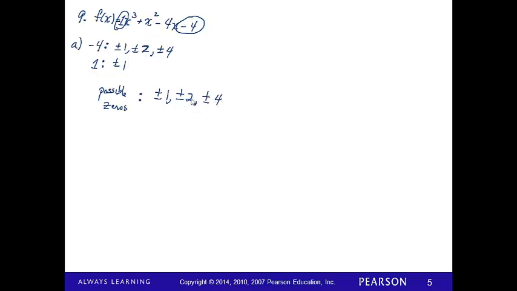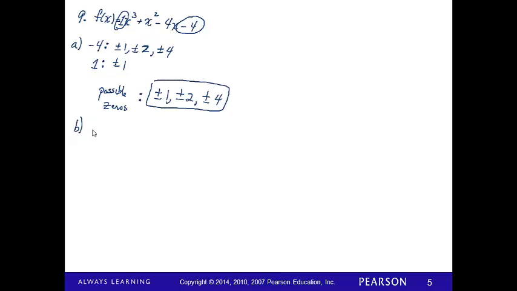Well, part A says list all possible rational zeros, so we need to list the factors of the constant term. So the factors of negative 4 will be plus or minus 1, plus or minus 2, and plus or minus 4. Then you must list the factors for the leading coefficient, which is 1. So those are plus or minus 1. And then we divide them. So all the possible zeros are the following. Plus or minus 1 divided by plus or minus 1 is plus or minus 1. Plus or minus 2 divided by plus or minus 1 is plus or minus 2, and also plus or minus 4. So these are all the possible zeros.